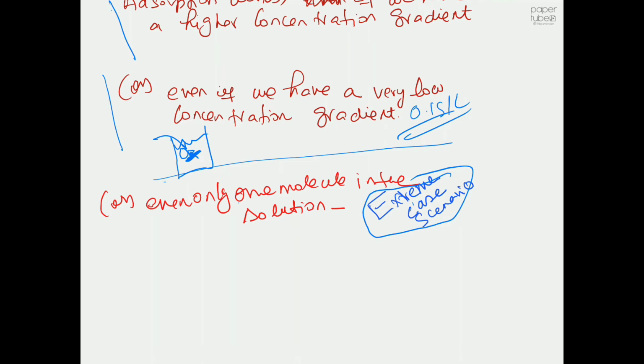Especially this type of solution, where we have only one molecule in the solution, we call this type of system infinite dilution. So we cannot dilute the system more than this. The maximum dilution that you can get is one molecule in some solution. So that's the maximum dilution, or some people call it infinite dilution. So even for that extreme case, adsorption will work. So keep those things in your mind.